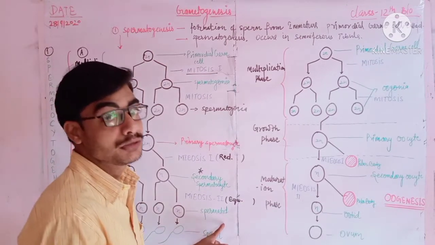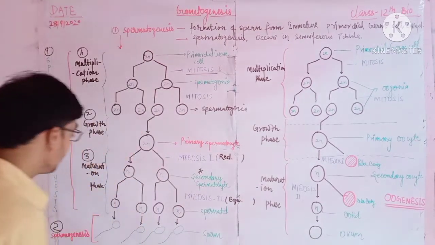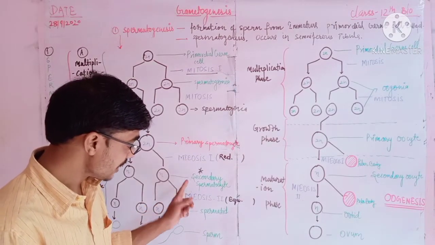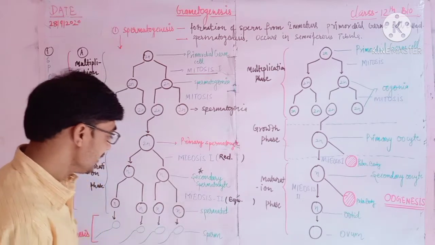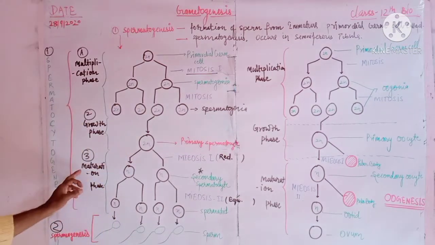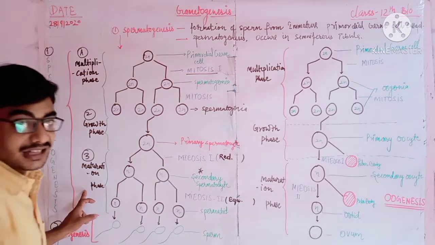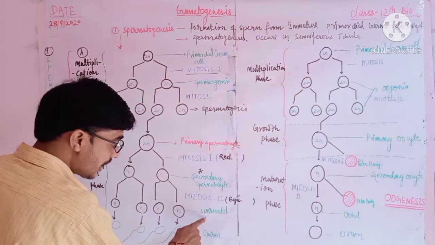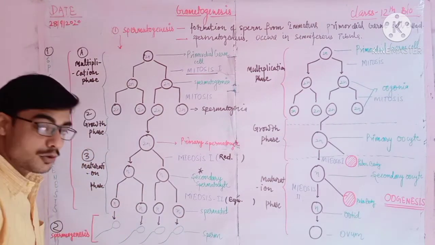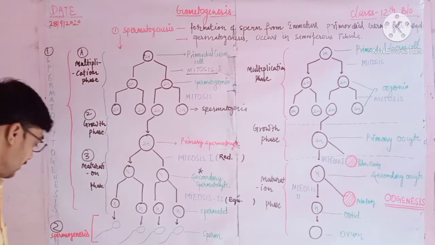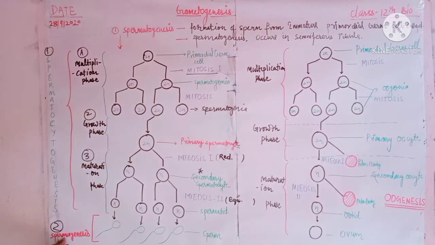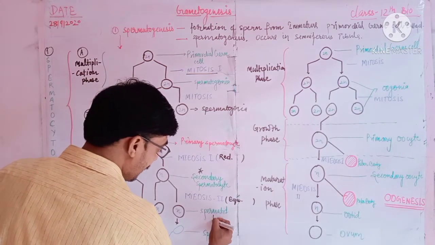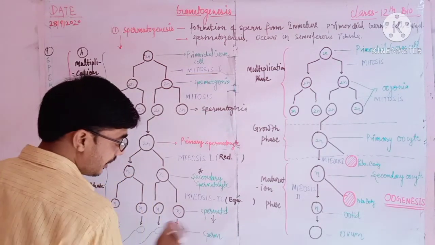It will form the 4 spermatids, and remember that the formation of spermatids from the secondary spermatocyte is the maturation phase. And when these 4 spermatids undergo another process, that is spermiogenesis. So simply, spermiogenesis is the conversion of spermatids into sperm.